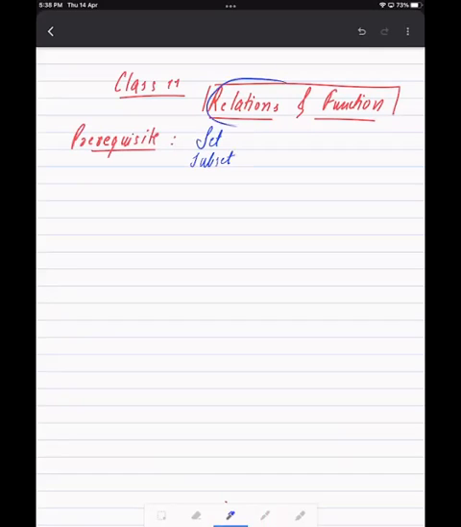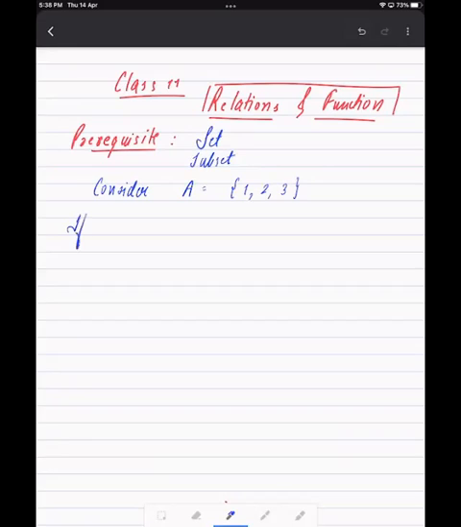what is a relation? Okay, before that, there's a question. Let us consider a set, capital A, which contains the elements 1, 2, and 3, right? Now, how many subsets can you make? How many subsets of A are possible? So there's a simple formula for that.